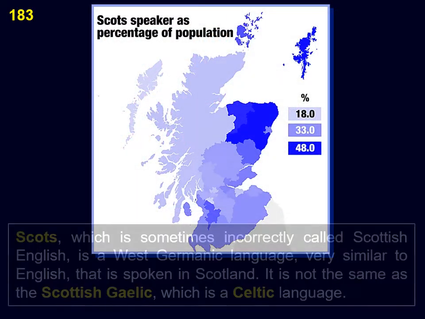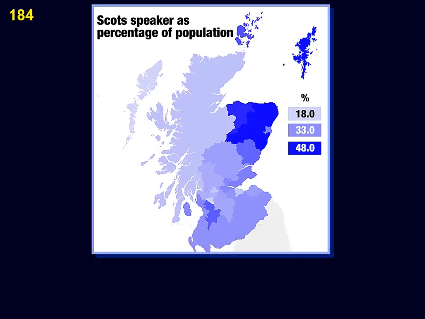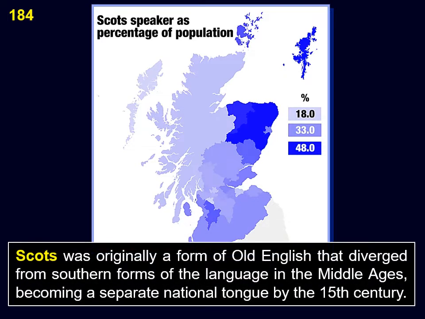Scots, which is sometimes incorrectly called Scottish English, is a West Germanic language, very similar to English, that is spoken in Scotland. It is not the same as Scottish Gaelic, which is a Celtic language. Scots was originally a form of Old English that diverged from southern forms of the language in the Middle Ages, becoming a separate national tongue by the 15th century.